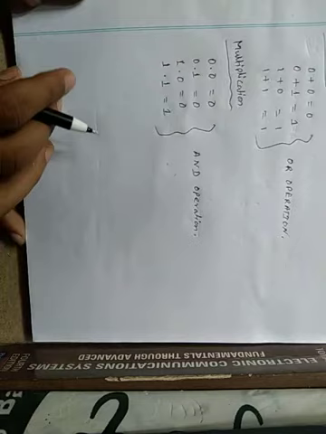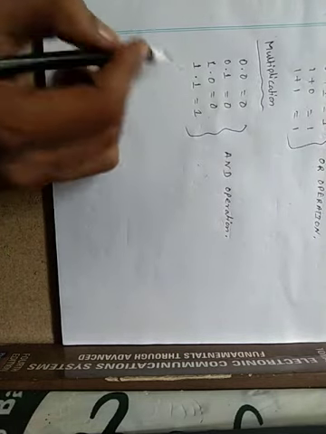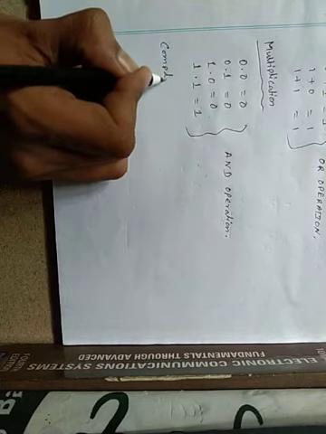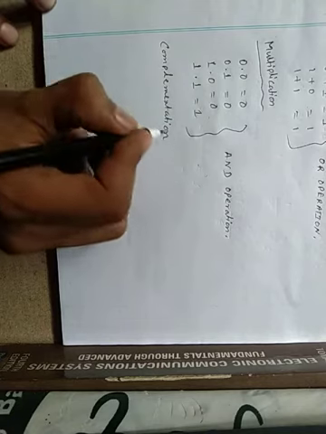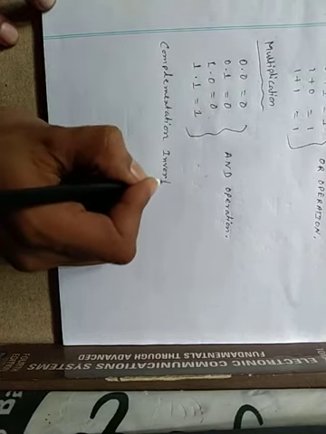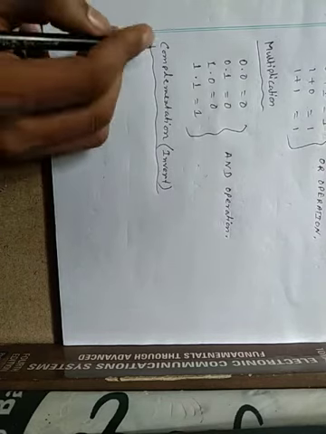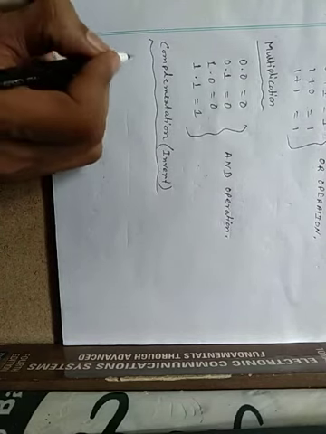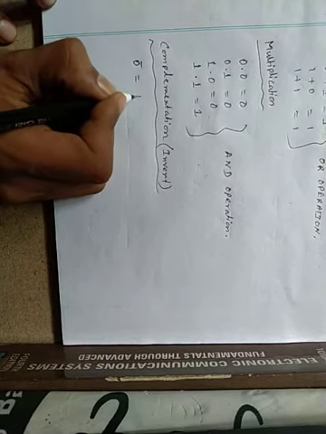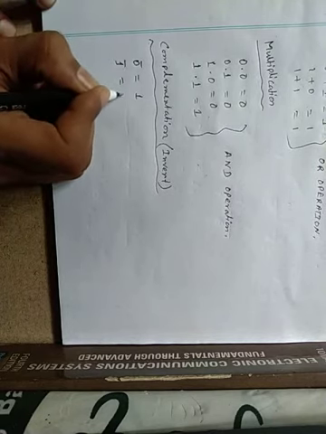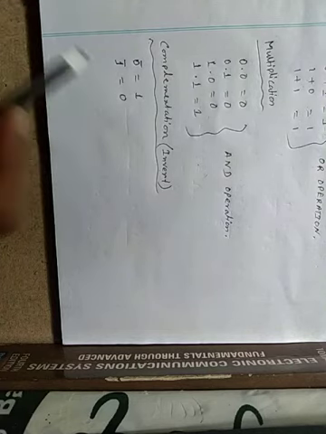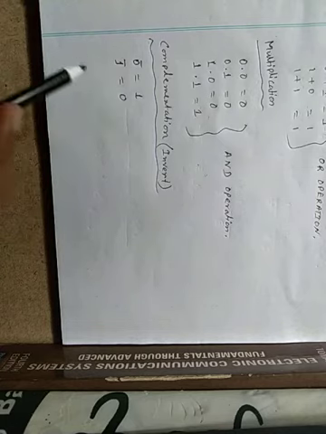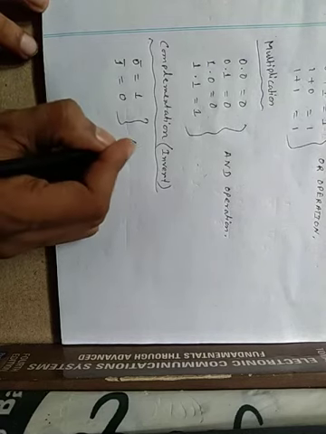After that, complementation, which is also called invert. 0 bar equals 1 and 1 bar equals 0. This inverts the value, and this is the NOT operation.